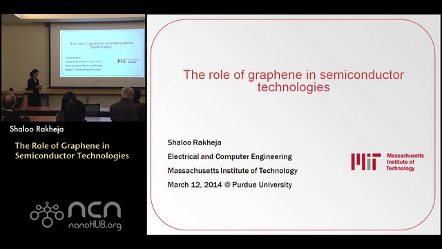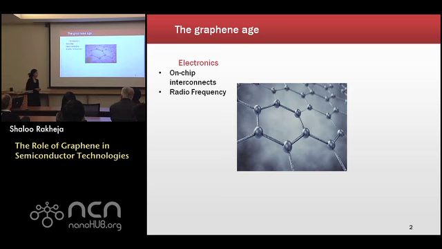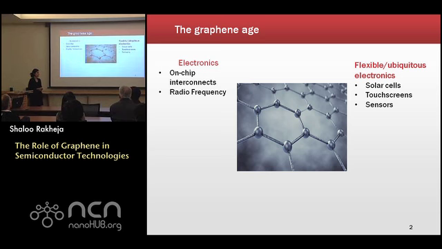So in this particular talk, I'll try to tell you the things that I have worked on in graphene and the projects that I am really interested in going forward. So graphene is an atomically thin layer of carbon atoms arranged in a honeycomb lattice, and it has applications in electronics like on-chip interconnects and even RF circuits. And it can also be used for flexible electronics like solar cells, touch screens, sensors.